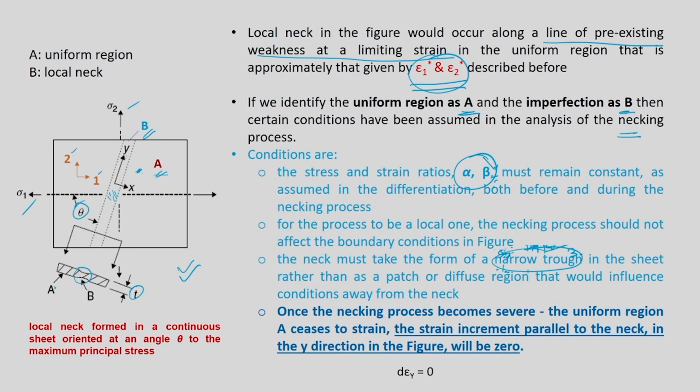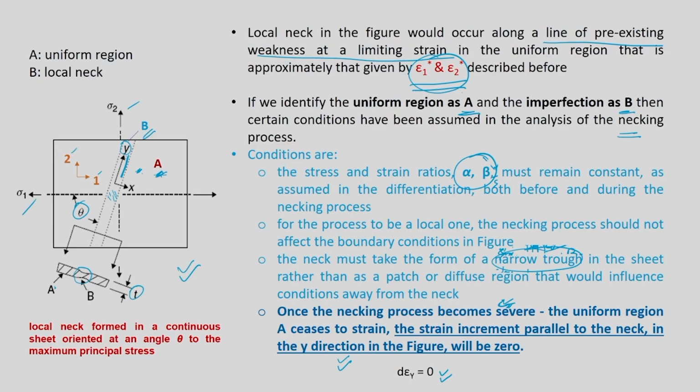So now what we are saying is once the necking process becomes severe, so diffuse necking has happened and now localization is severe, let us say, this region A ceases to strain. It will stop straining, which means that the strain increment parallel to the neck, that is along the y direction in the figure, will be 0. So I am going to say that along the neck direction, that is y, d epsilon y is going to be 0.